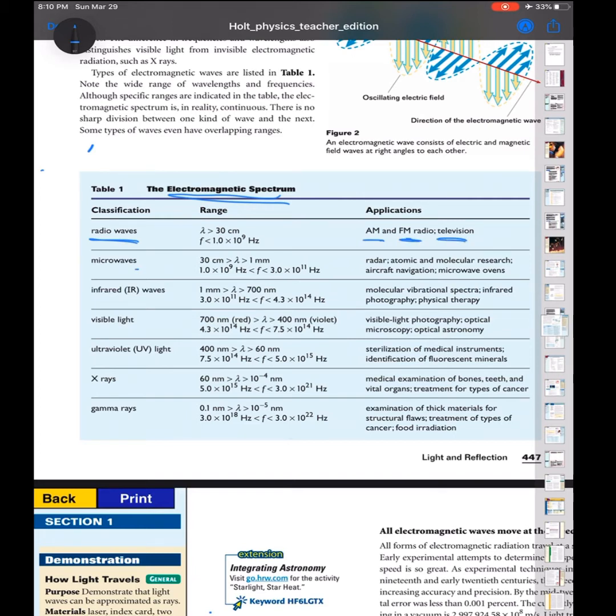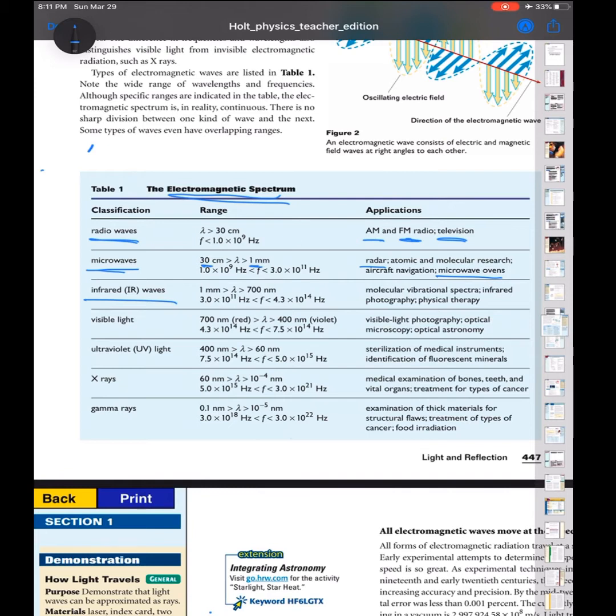The second one is microwaves. The range of this wave is between 30 centimeters to 1 millimeter. It's getting smaller, but the frequency is getting higher, because frequency is the opposite of wavelength. We will explain later. Microwaves are used in radar, atomic or molecular research, aircraft navigation, or microwave ovens.